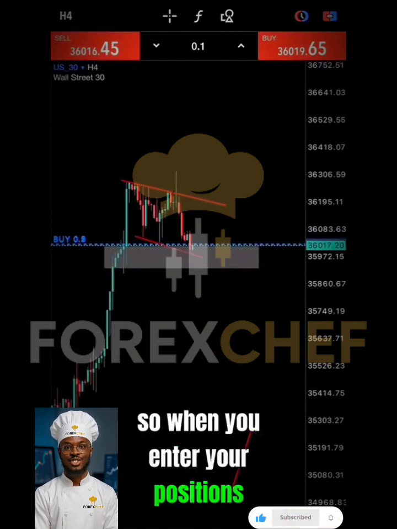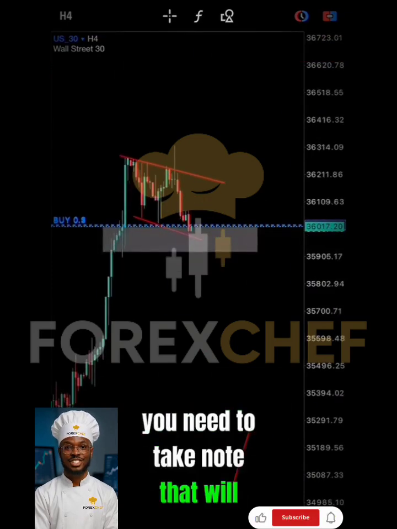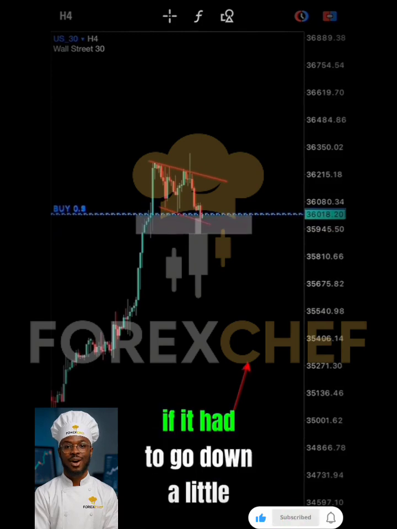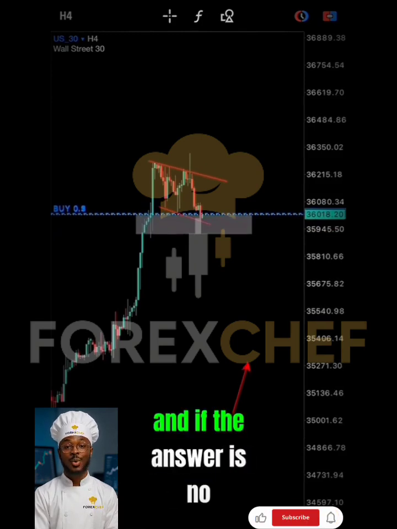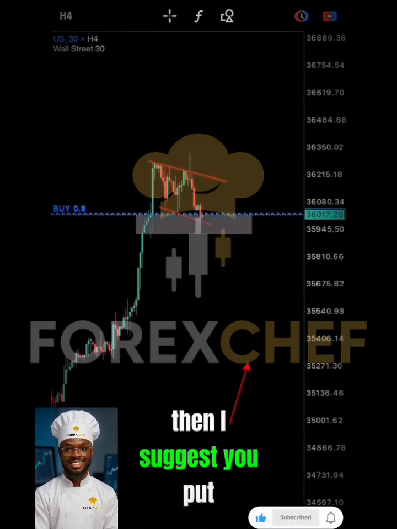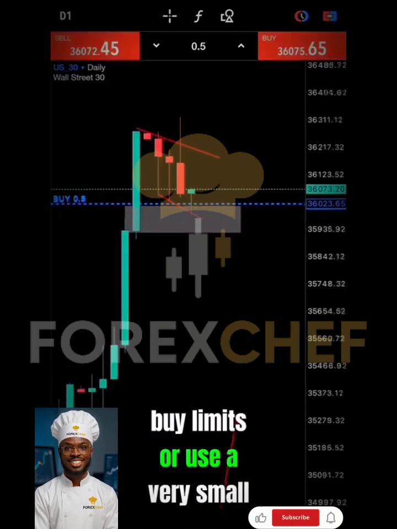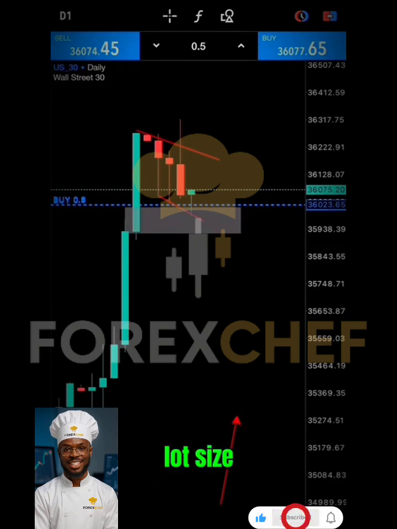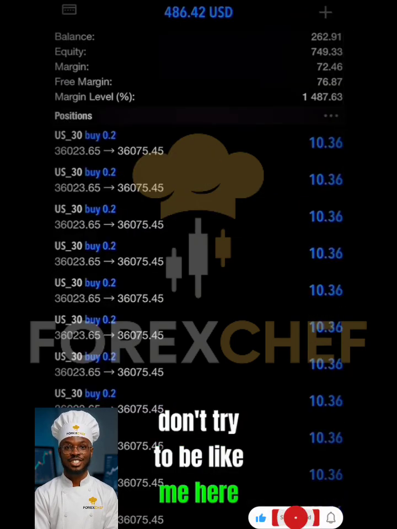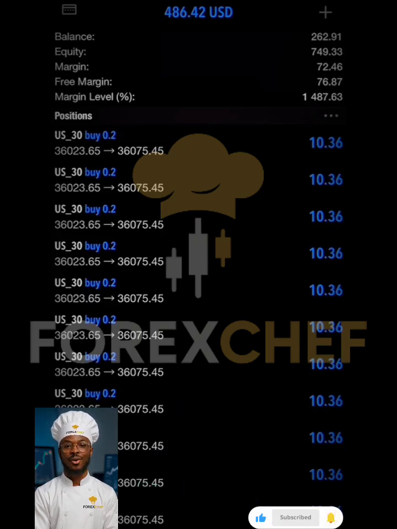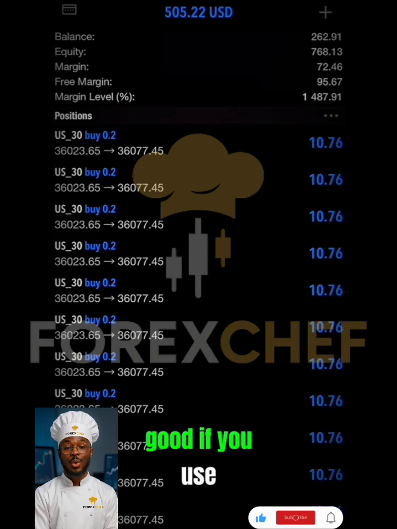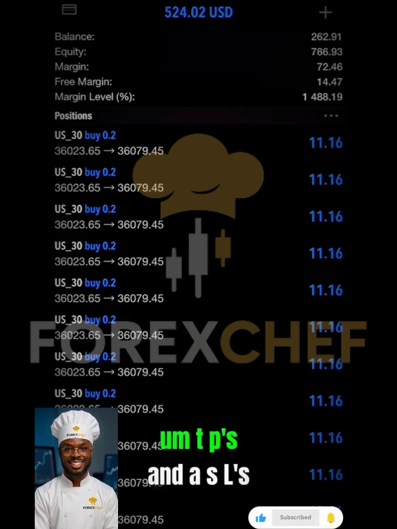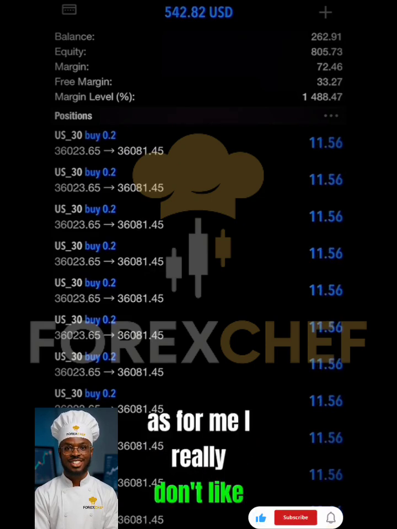So when you enter your positions, you need to take note: will my account sustain if it decides to go down a little bit? And if the answer is no, then I suggest you put buy limit or use a very small lot size that can accumulate a floating loss. Don't try to be like me here. I'm not trying to advise anyone, and if you like, this is good if you use TPs and SLs. As for me, I really don't like to do that.